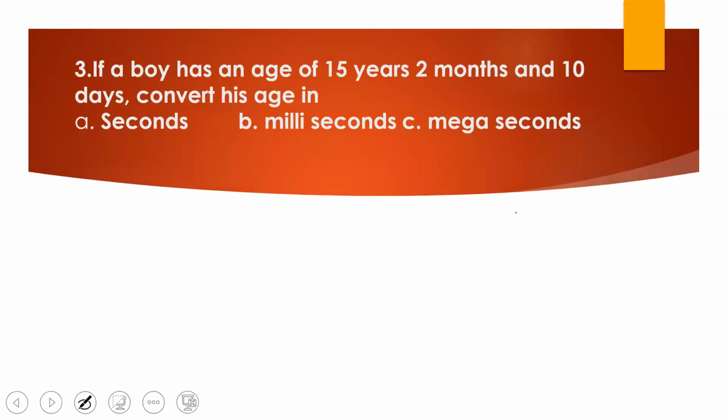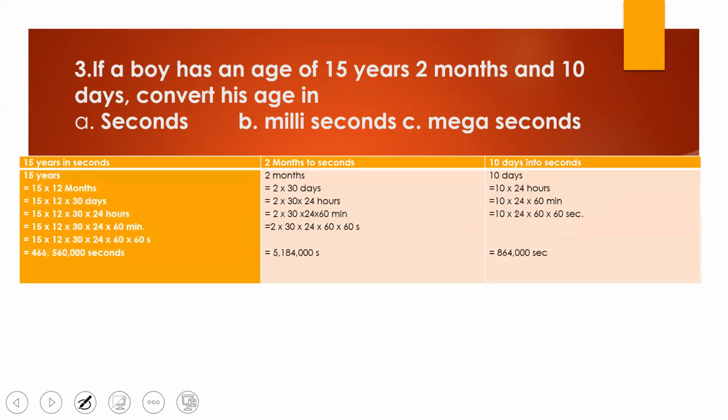Come towards the third question. If a body has an age of 15 years, 2 months, and 10 days, convert his age in seconds, milliseconds, and megaseconds. It's a very, very important question. So first of all, we are going to convert 15 years into seconds, and 2 months into seconds, and 10 days into seconds first. So this is the calculation.